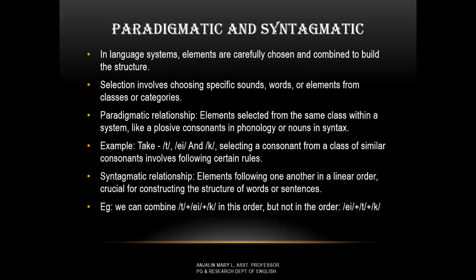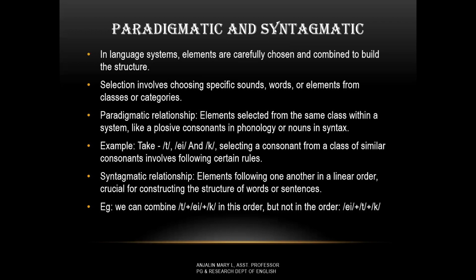If you take the selection, it involves choosing specific sounds, words, or elements from classes or categories. For example, if we wish to build up a word such as take, then we will select some sounds out of several sounds possible. I have given you the example there. So we select t, a, and k. And then we combine these sounds in a particular order. We decide which one is to occur first and which later.